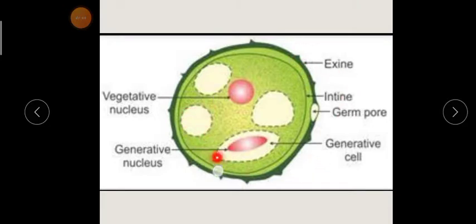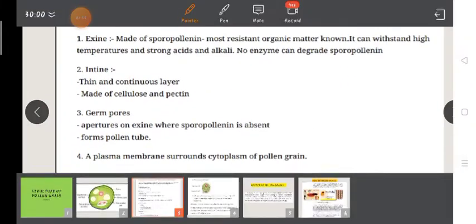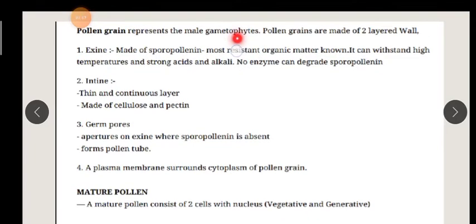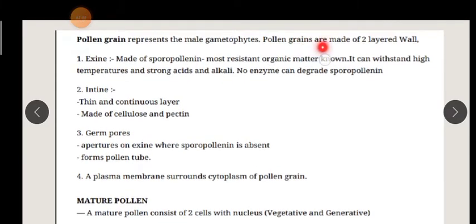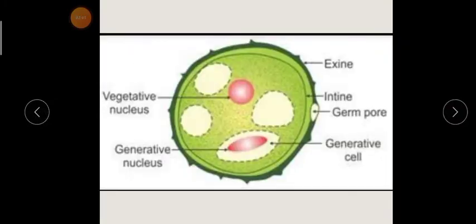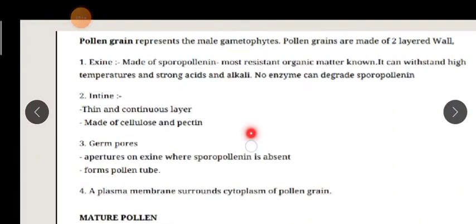Now let us see what the functions of these parts are and why these parts are present. A pollen grain is a male gametophyte. Male gametophyte means it is a male gamete. Pollen grains are made up of a two layered wall. This is the wall. The first layer is called the exine, and the inner layer is called intine. Can you see? Exine and intine.